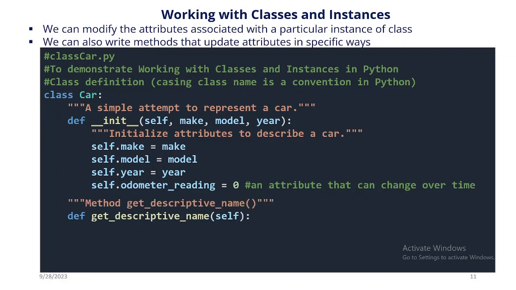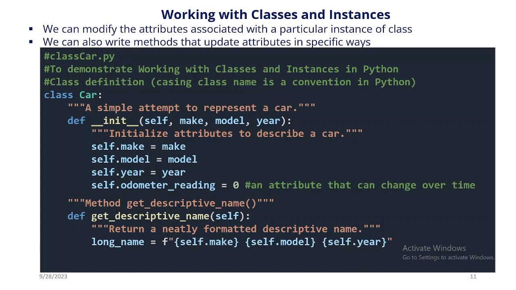Now let's go to the methods. The first method is get_descriptive_name, with self. What this does is return a neatly formatted descriptive name of the car. So we give it a variable long_name equal to an f-string: self.make space self.model space self.year. Return long_name.title. So we are returning something. If you actually look at this method here, it's just a function, is it not? It's just that when you start dealing with object-oriented programming, we no longer call them functions, we call them methods.